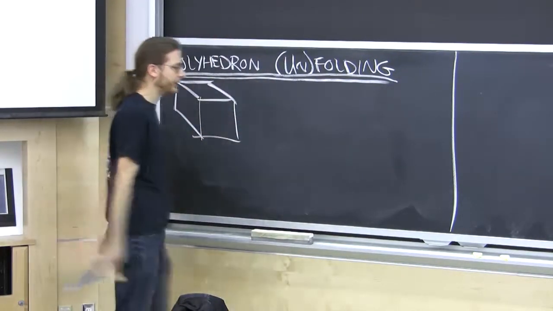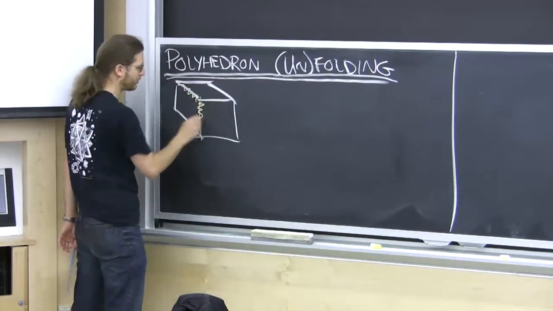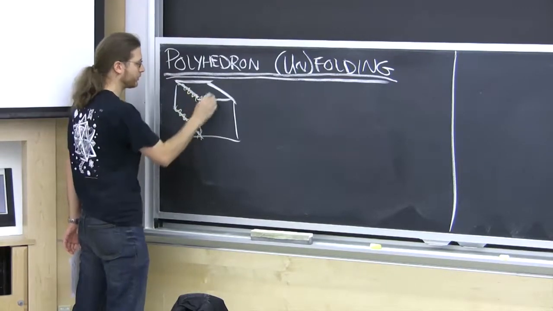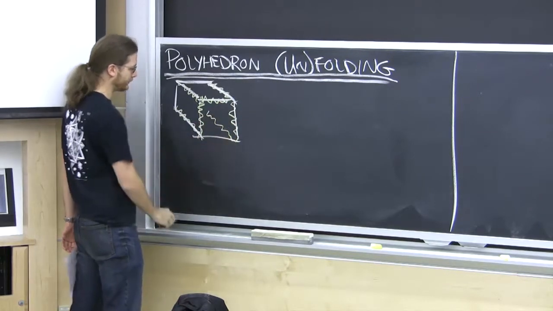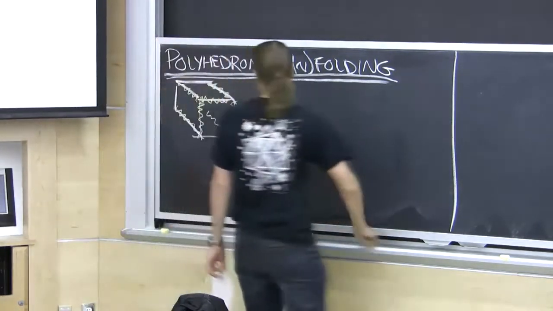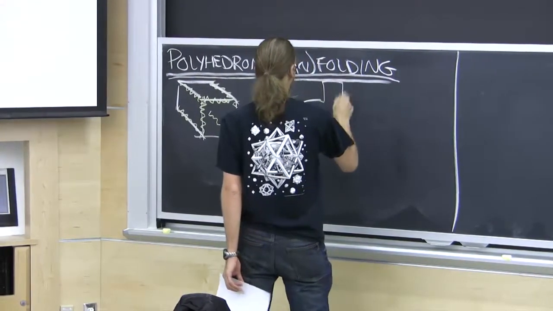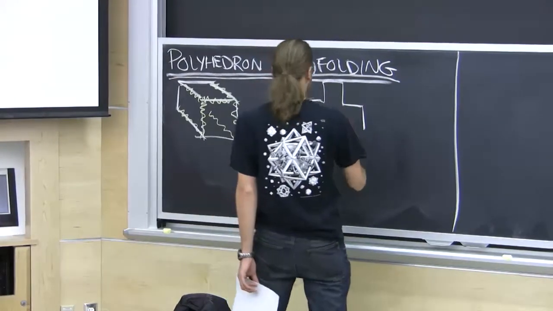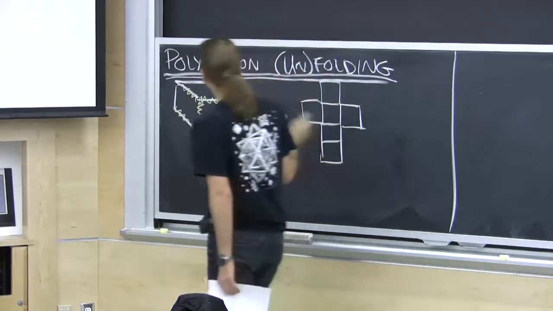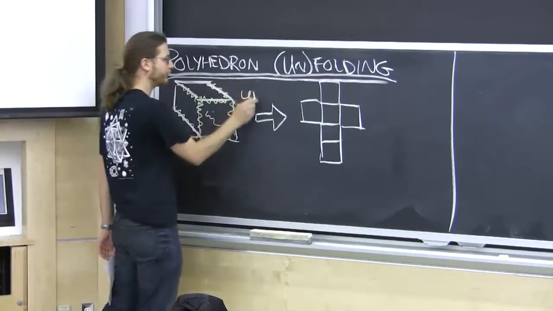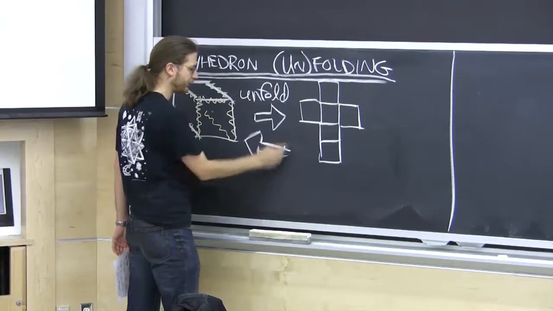And we're interested in cutting along the edges of that shape, or somehow cutting along the surface. I think that's a good cutting. And then unfolding into some flat shape. So this is a standard cross unfolding of the cube. This is the unfolding process. And of course the reverse is the folding process.